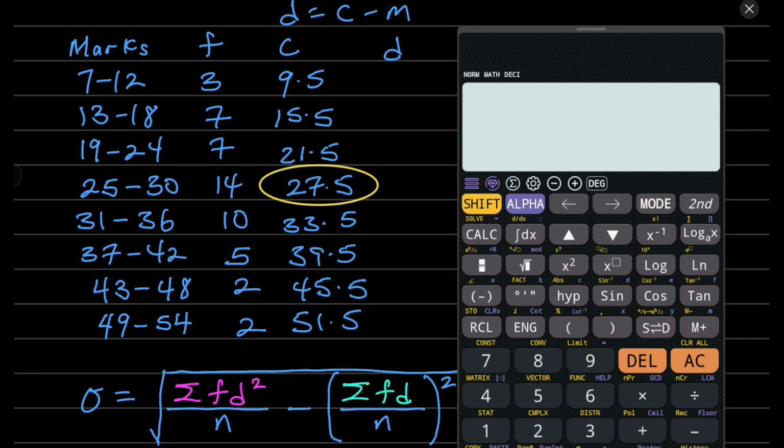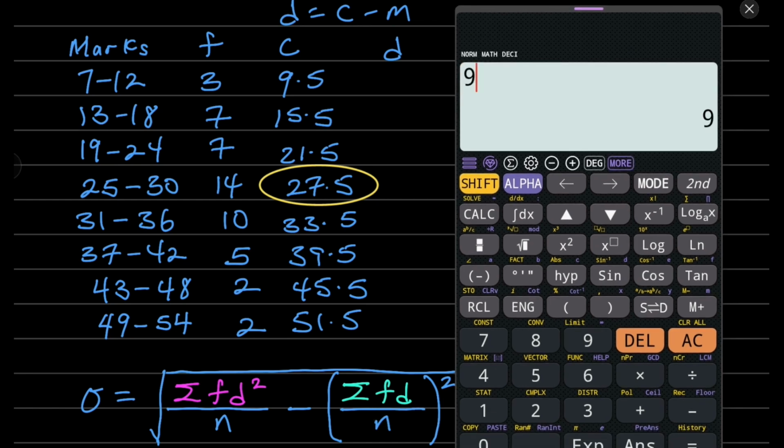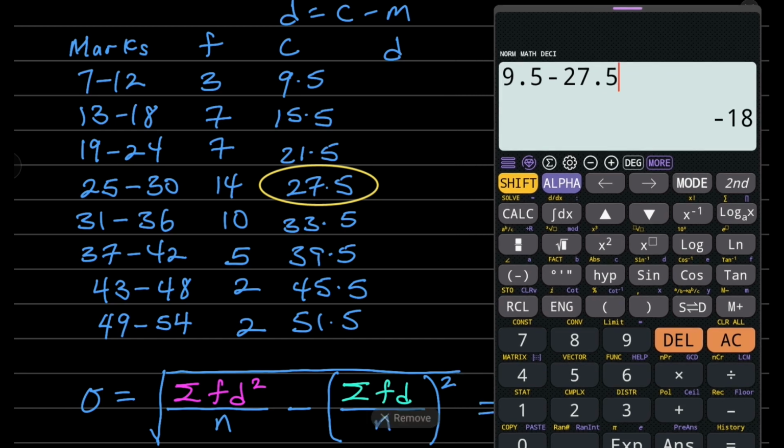So just go for the first one, 9.5, that's my first C minus my M. My M is a constant, it remains the same throughout the computation. So for my first D value, I have negative 18.